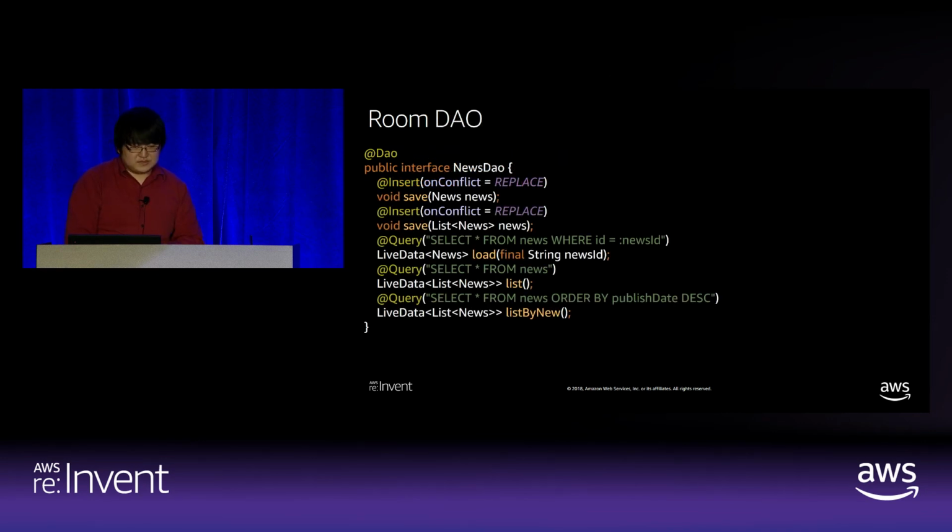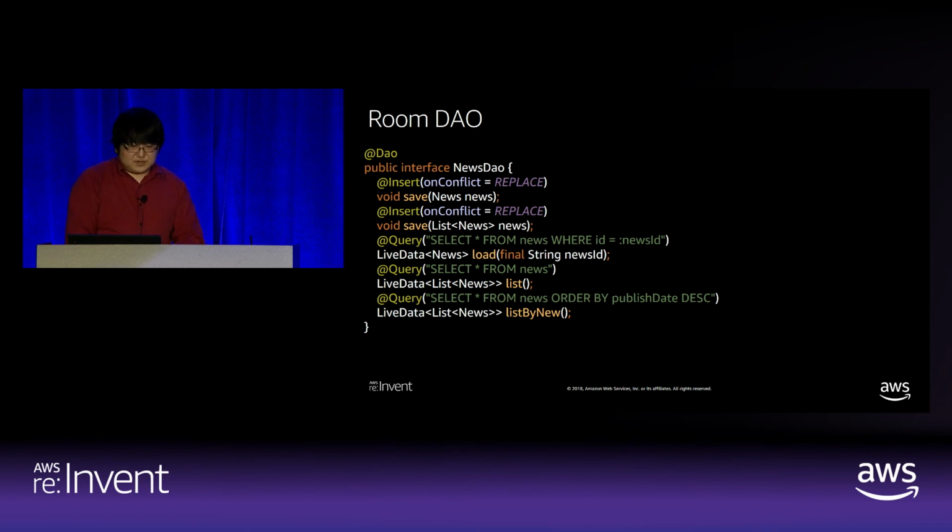That news DAO is defined here. You can use the query syntax that you're familiar with, select star from news where ID equals the news article that you're looking for, or maybe if you want to look for the newest articles, you can use order by. These are all SQL syntaxes that are supported. So you'll annotate these, and then you can add any methods that you want, whether to load the articles, whether to list the articles. And when you save it, we're using replace, because we feel like the information that we have will be the latest.